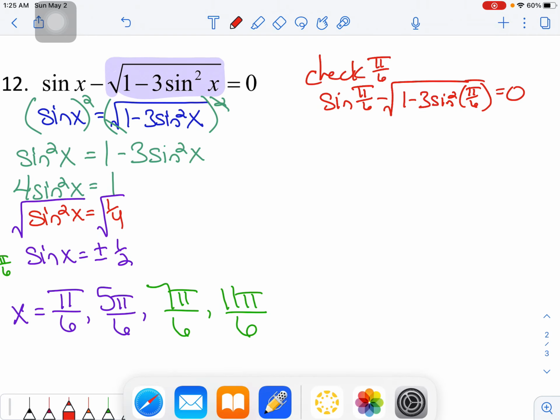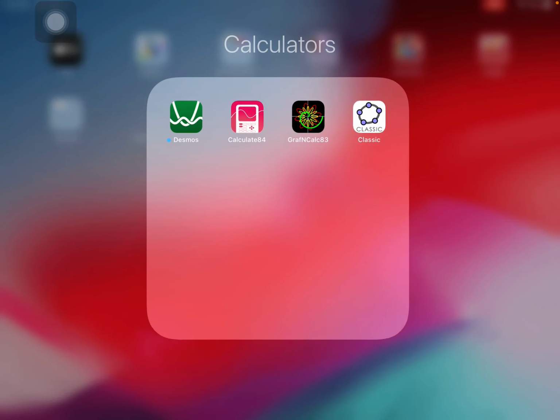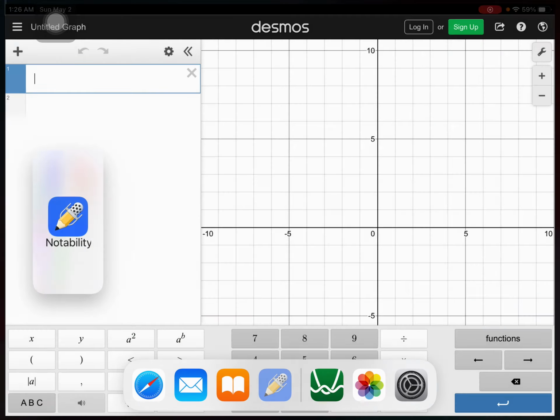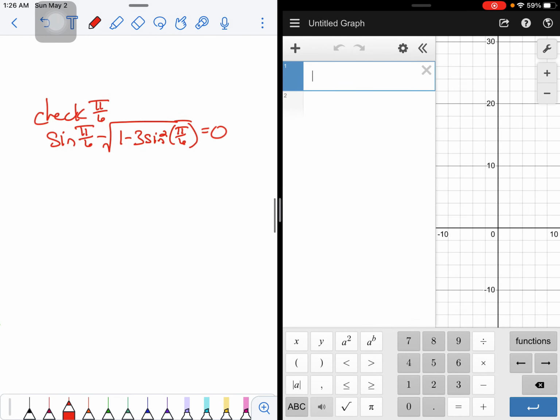Now, I'm going to try and do this with Desmos. Of course, I don't have Desmos set up, so give me a second to go grab Desmos. It always takes a few seconds for Desmos to load. Okay, so I'm going to split screen back with Notability. There we go.